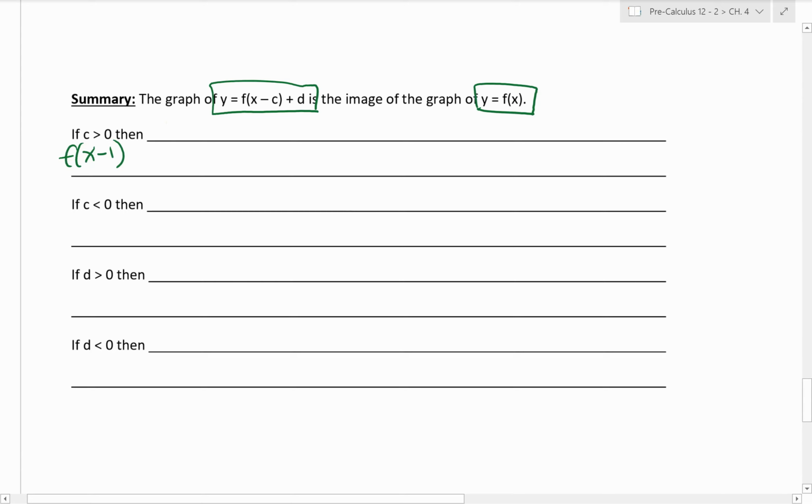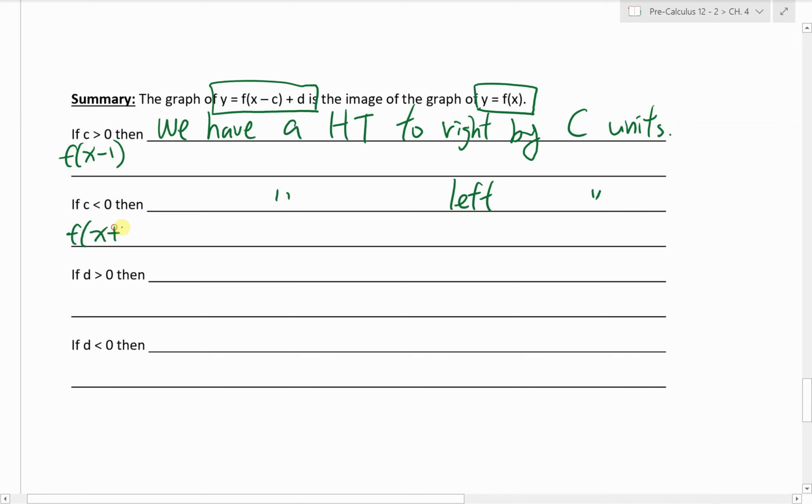That actually means when c is bigger than 0. And now that makes more sense why x minus 1 is actually moving to the right, because c is bigger than 0. So when c is bigger than 0, we have a horizontal translation to the right by c units, whatever the value of c is. The other way around, if c is less than 0, then we would have a horizontal translation to the left by c units.